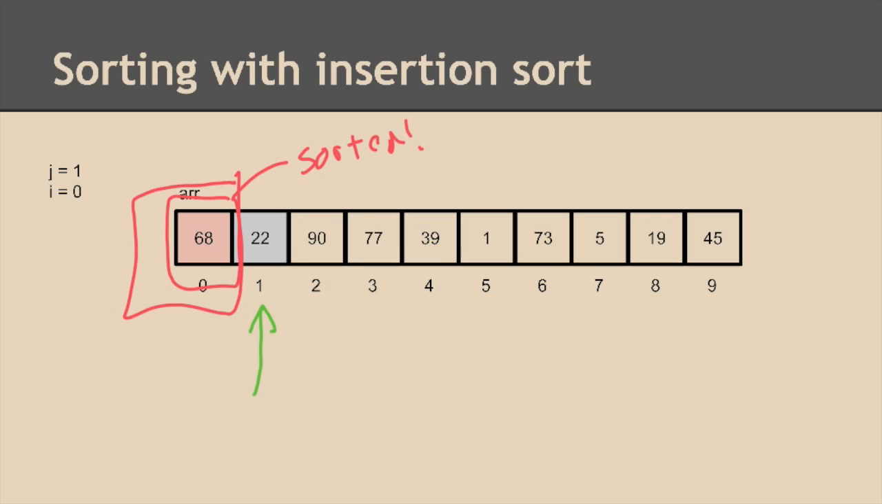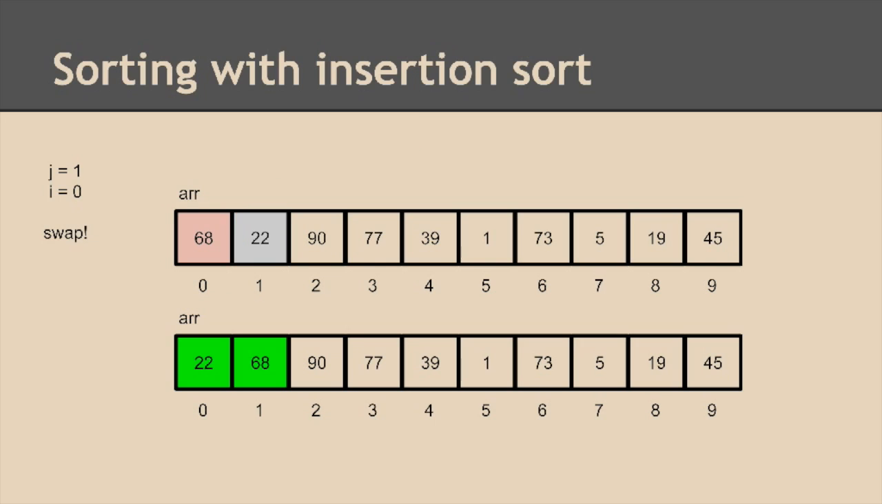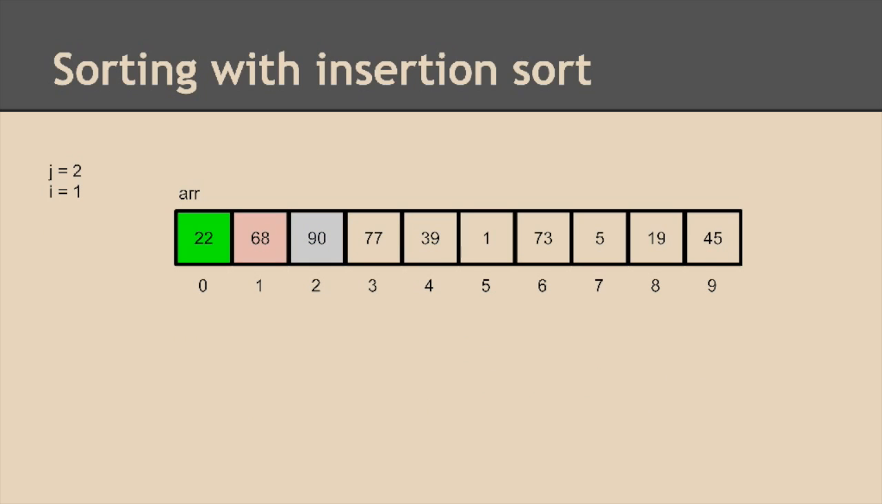Okay, so we're going to go ahead and check to see if the 22 and the 68 need to be exchanged. And yes, they do. So we make that swap, and now the green highlights show me the portion of the array that is sorted. Now my value of j moves up by 1 to here.